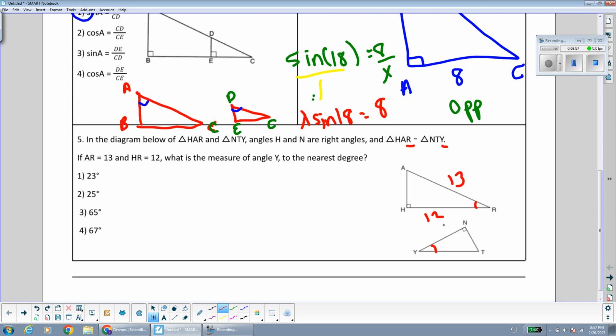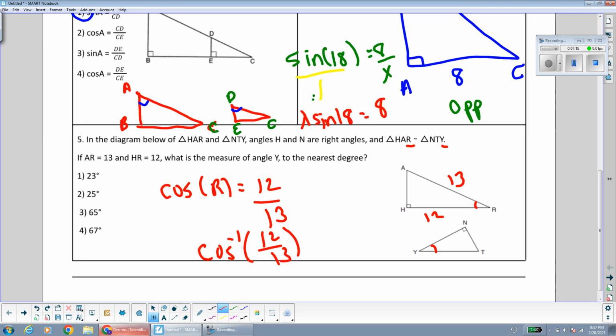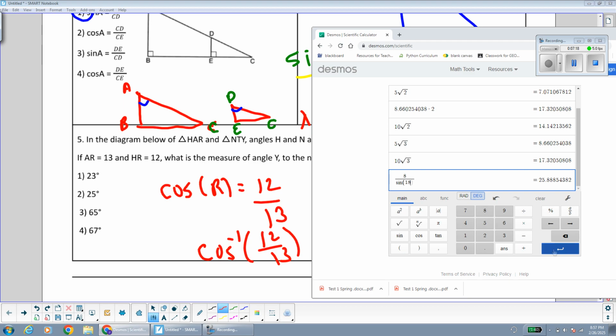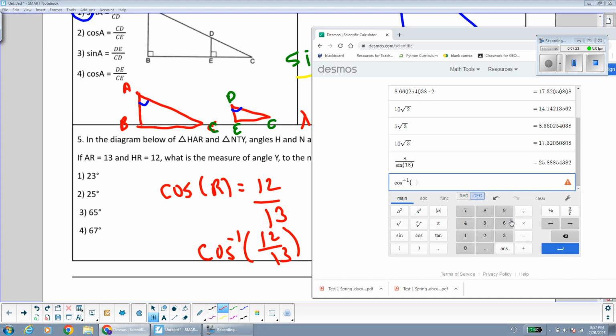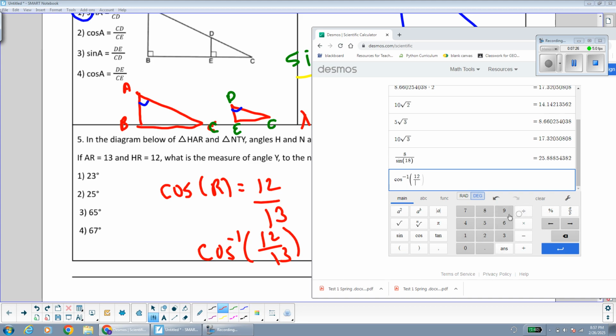So from angle R, we have adjacent and hypotenuse, that's cosine. And then I'm going to inverse it to find the angle, and the angle I find is going to be the same as angle Y. About 23 degrees.